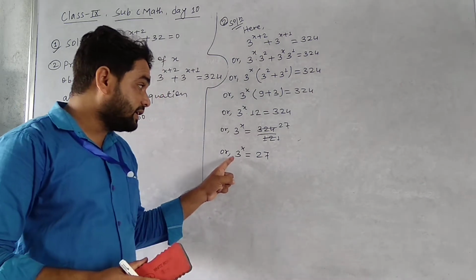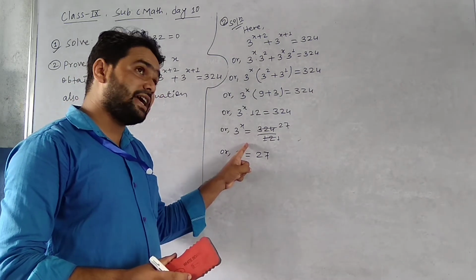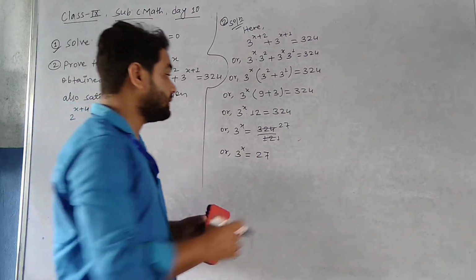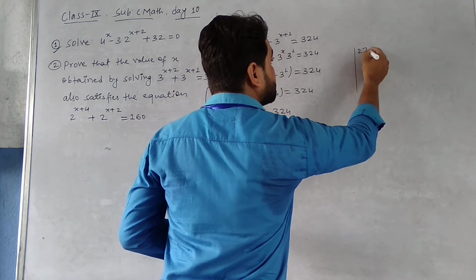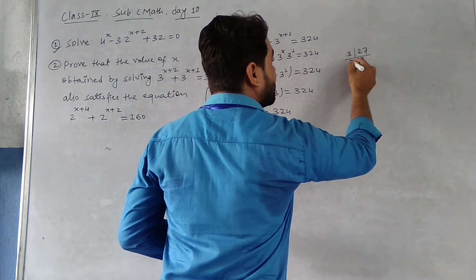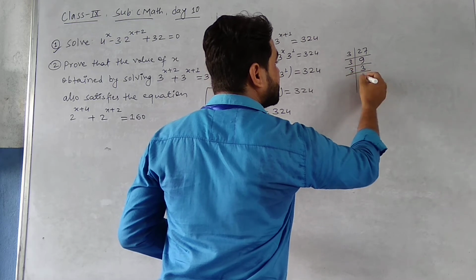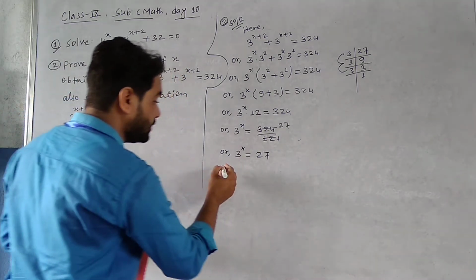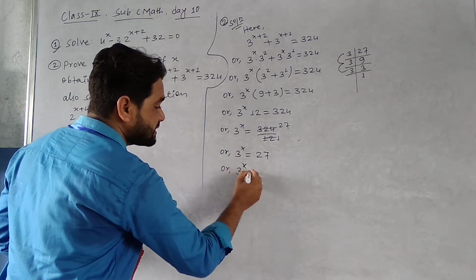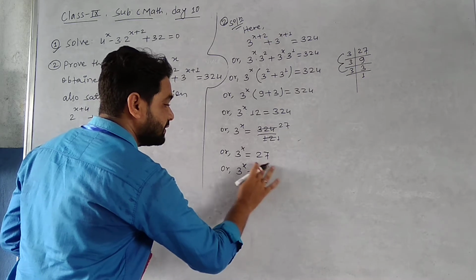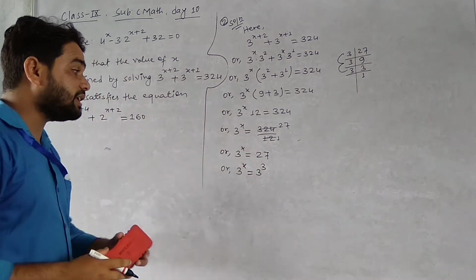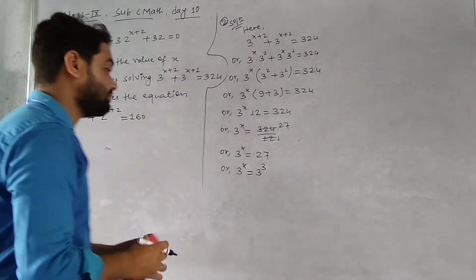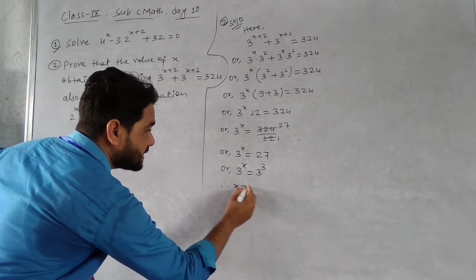Look here, the exponent form. 3 power x is there, that means the base is 3. And this 27 can be written in the form of 3. 27 divided by 3, we get 9. Again with 3, we get 3. 3 ones are 3. That means 3 are there, 3 power 3, that is 3 cube. So 3 power x equals to 3 cube. If the base is the same, then we can equate the power, that is the exponential law. Therefore x equals to 3.